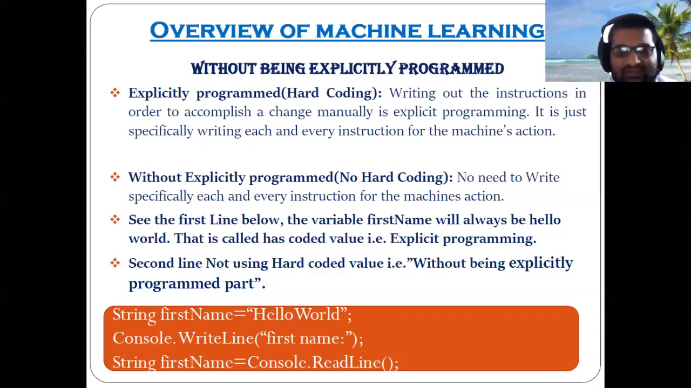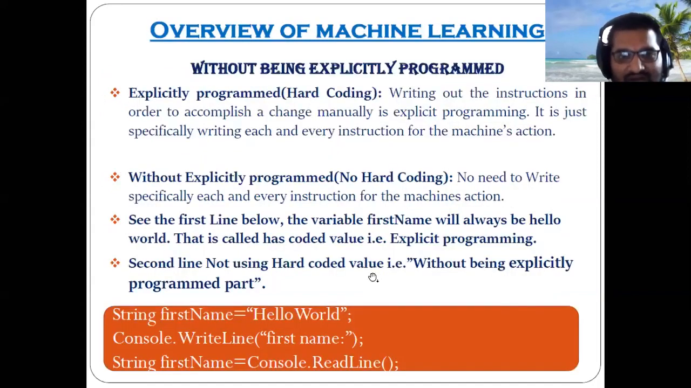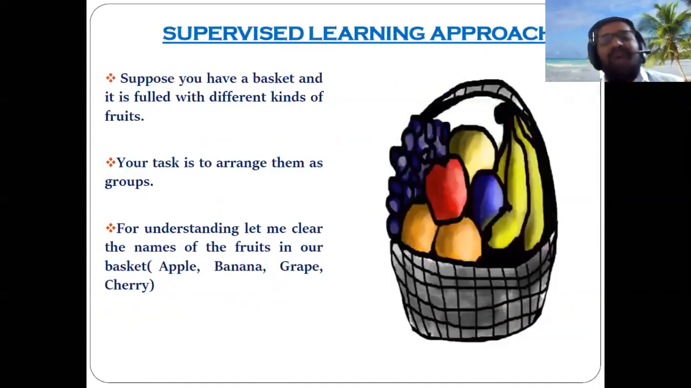That is nothing but learning without explicitly programming. Am I right? Yes, sir. I hope the concept is clear. This example is very good. Now that is the point I wanted to explain here. Now come to our learning approach. As initially I told you, two learning approaches are there. One is supervised and another is unsupervised.